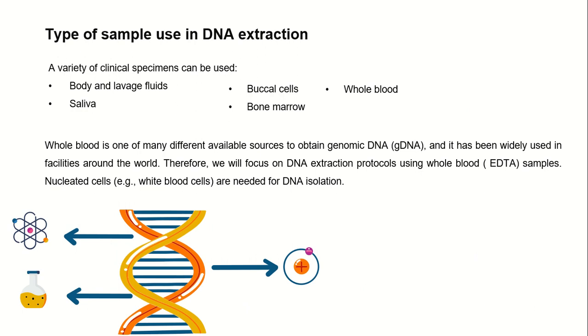Type of sample used in DNA extraction: a variety of clinical specimens can be used, such as body and lavage fluid, saliva, buccal cells, bone marrow, and whole blood. Whole blood is one of many different available sources to obtain genomic DNA, and it has been widely used in facilities around the world. Therefore, we will focus on the DNA extraction protocol using a whole blood EDTA sample.